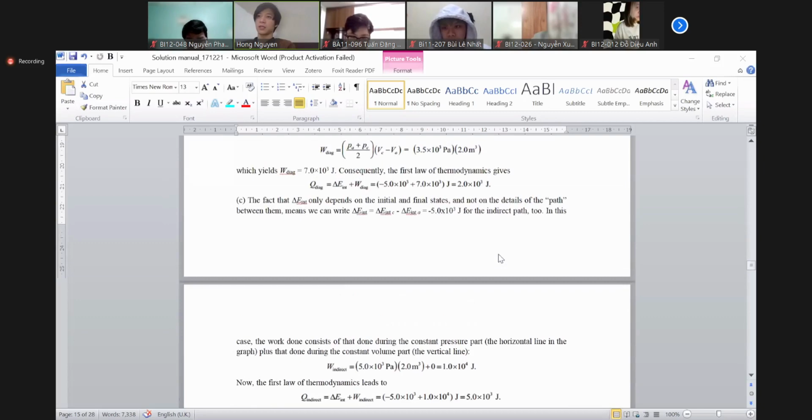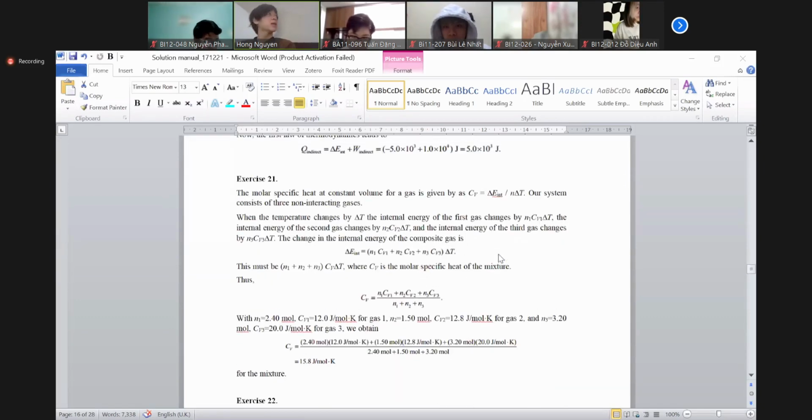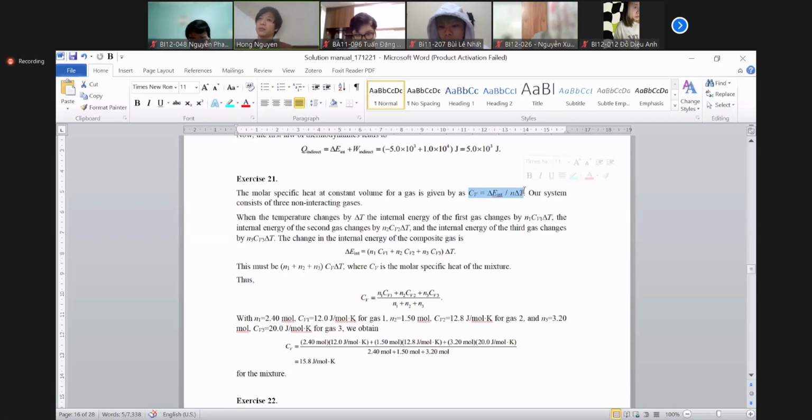Now for question 21, we have 3 gases and we mix them together. We know the number of moles of each gas. We know the molar specific heat at constant volume of each gas. What we want to know is the molar specific heat of our mixture. Okay.